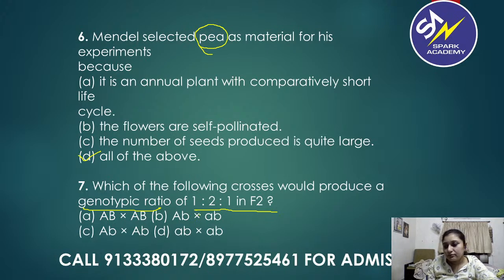Seventh question. Yes, Marshak and Kulsu, you are correct for the sixth one. Now, answer, come on quickly, for the seventh. You're correct for the sixth one. Now next, seventh you need to answer. 1:2:1, genotypically 1:2:1. It is in this case. Okay, 7C is the correct answer. 7C.